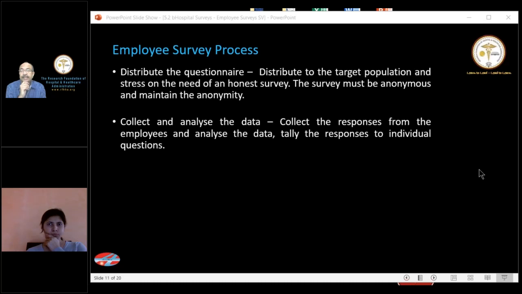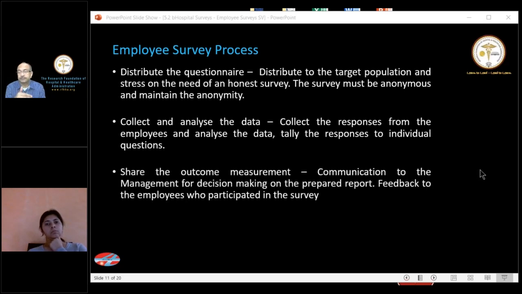So collect and analyze the data. Once the questionnaires have been submitted, we need to calculate and do the summarization. Share the outcome measurement, communicate to the management for decision making on the prepared report, and give feedback to the employees. This is something not very difficult to do, because eventually each survey will get analyzed and get communicated to the management. Now what management chooses to do with it is something that they have to take a call on.